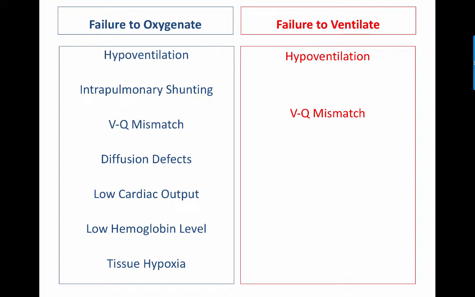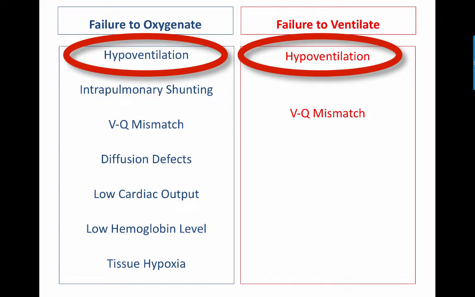So we kind of categorize it into reasons why we have failure to oxygenate and reasons why we have failure to ventilate. Although I will say hypoventilation and VQ mismatch are reasons to have both problems. And so frequently in an acute setting, you will have patients that unfortunately have sort of a mixed picture, right? So hypoventilation is very simple, right? It occurs when we breathe less than a normal tidal volume.